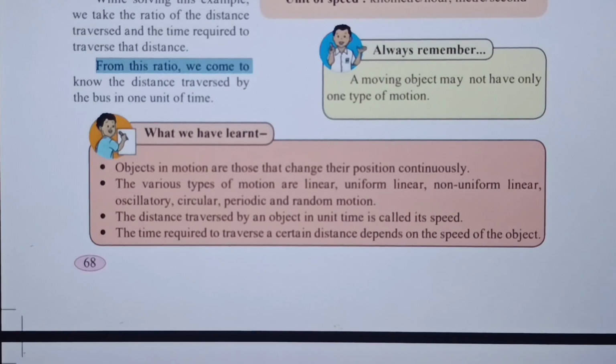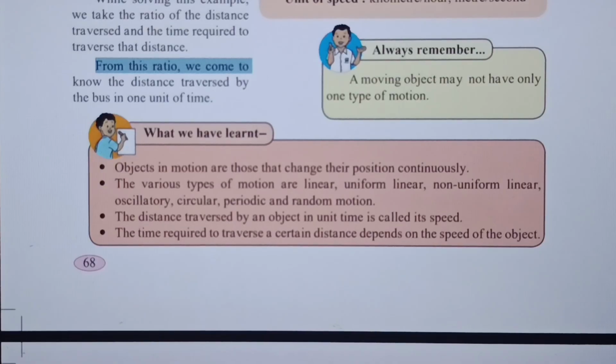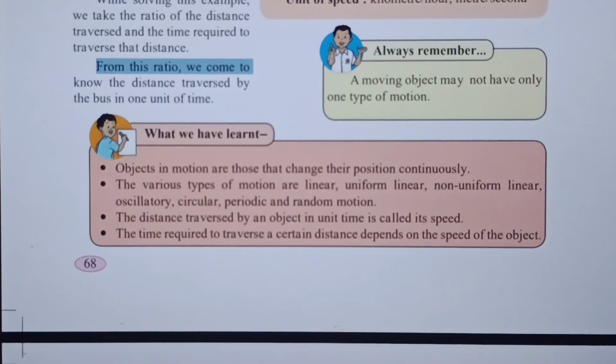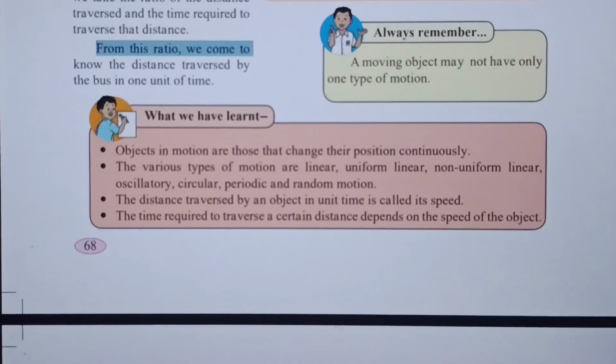The distance traversed by an object in unit time is called its speed. This we learned, and the time required to traverse a certain distance depends on the speed of the object. So this is a very easy chapter. We will be discussing the question answers in the question answer session.